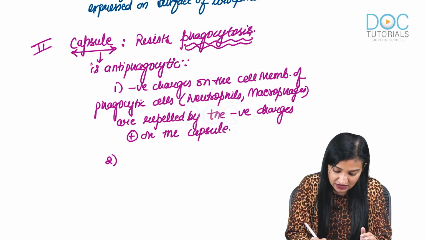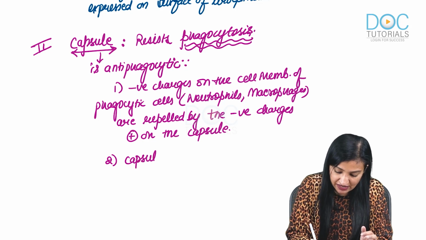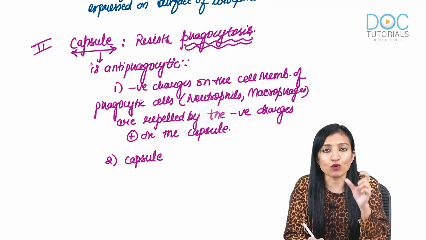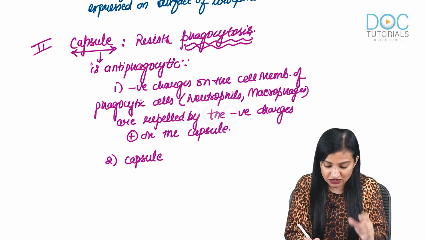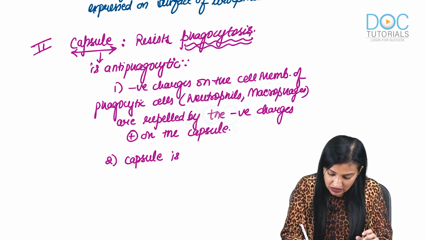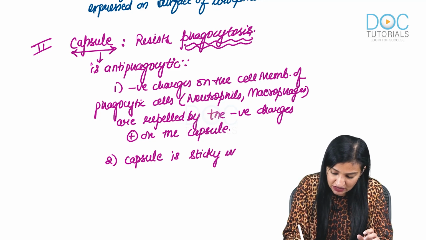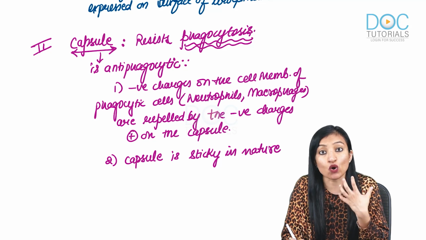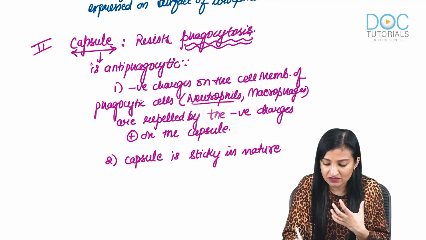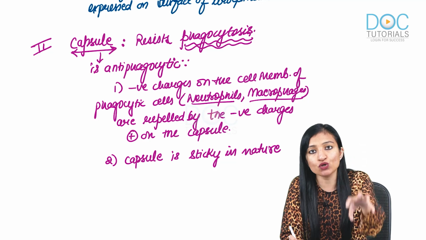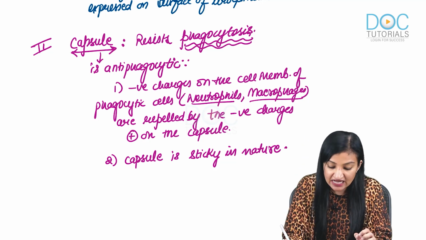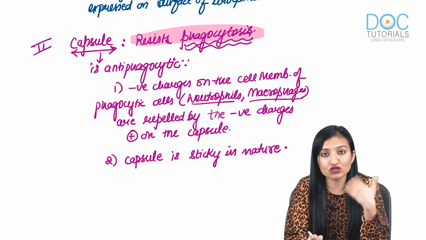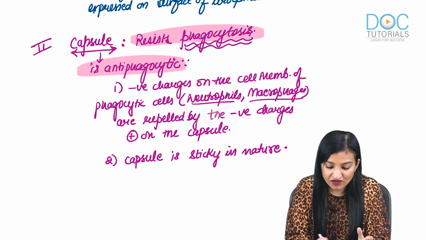So the phagocytic cells like neutrophils and macrophages are not able to grab the capsulated microorganism. And the second reason is, we have seen that the capsule in most of the organisms is made up of polysaccharide, and polysaccharide is a very sticky substance. So the capsule is sticky in nature. This is another reason why it becomes a daunting or challenging task for the neutrophils and macrophages to catch hold of the capsulated microorganism. That is how the capsulated organisms are able to resist phagocytosis.